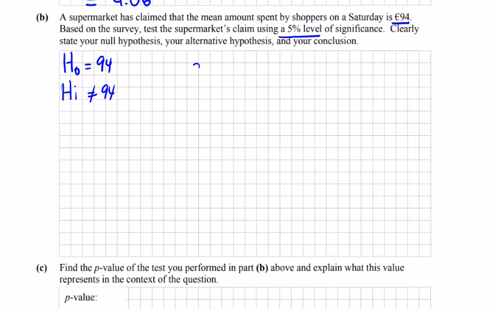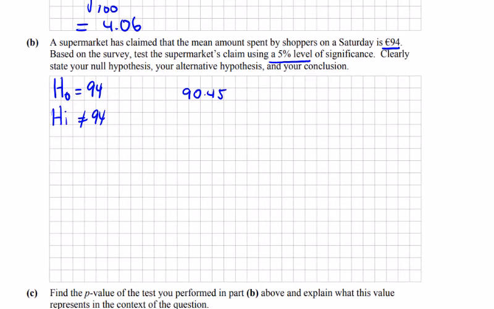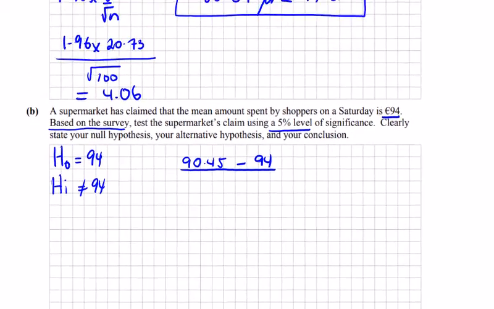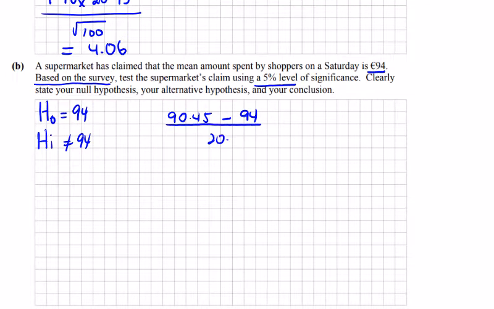So 90.45, based on the survey, test the supermarket's claim. We're basing this on the survey, so we're saying that the average is 94 and we're testing 90.45 against that, divided by standard deviation over root n. So my standard deviation was 20.73 over square root of 100. And that gives me minus 1.71.